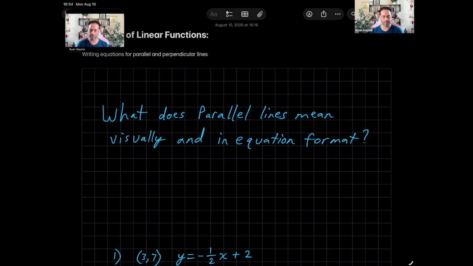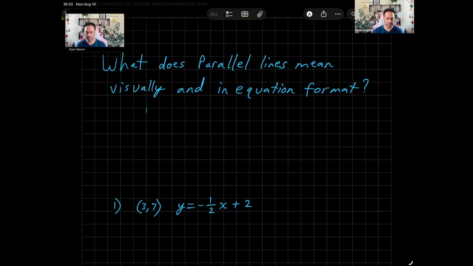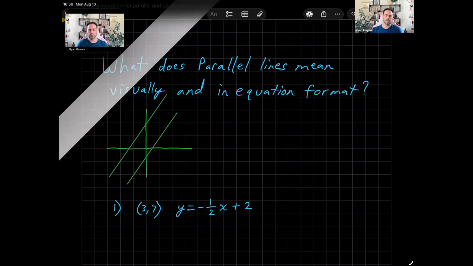Okay, so first question. It says, what does parallel lines mean visually and in equation format? Okay, so parallel lines mean that there are two lines and they are never ever going to touch. So they could look like this, they could look like this, they could look like this. If we wanted to draw a really quick visualization, you can see how those lines will never ever touch. Okay, so what does that mean in equation format?